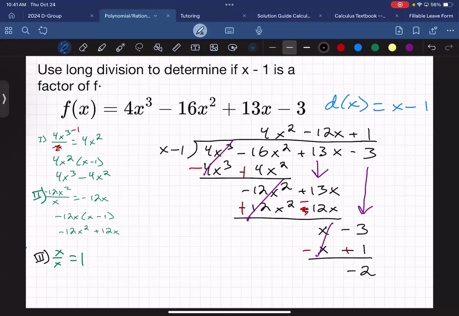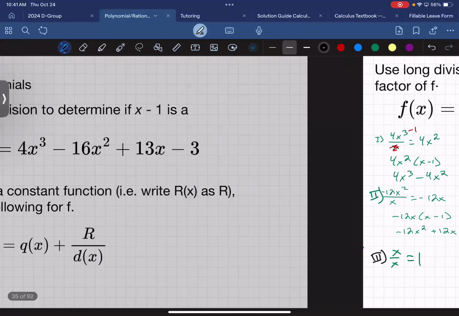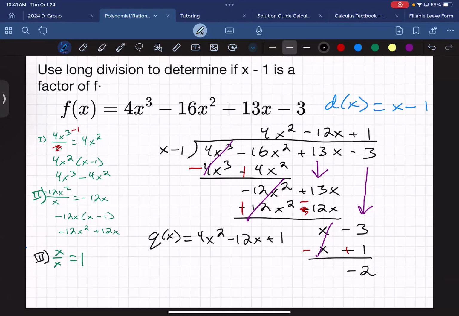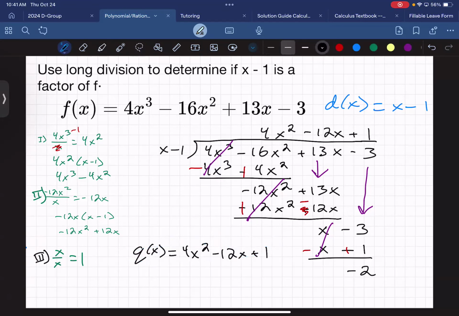We got 2 things here, right? What's the first thing we should make sure we know how to identify? The quotient. Right now, I'll just put that as Q of x. All right, so that's our quotient. What's the other piece we have? A remainder, right? And that would be like an R of x, right?